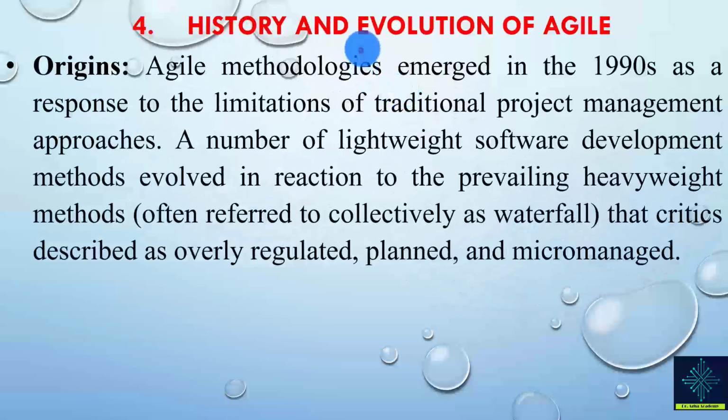Just a brief introduction to the evolution of Agile. The methodologies contained in Agile, or that led to the emergence of Agile, emerged in the 1990s, and that was in response to limitations of traditional project management approaches, especially to promote software projects. So a number of lightweight software development methods evolved in reaction to prevailing heavyweight methods, often referred to collectively as waterfall. That's the traditional. And the waterfall methodology was criticized as being overly regulated, overly planned, and micromanaged, which is not the case with Agile.